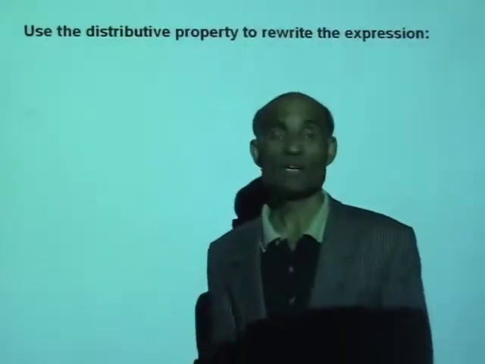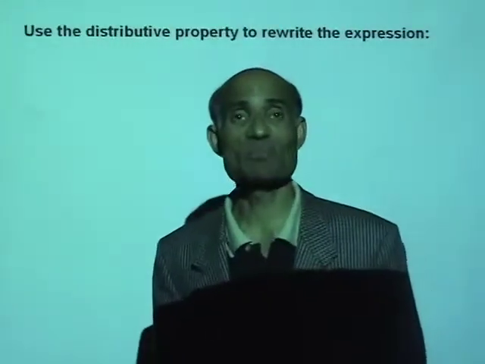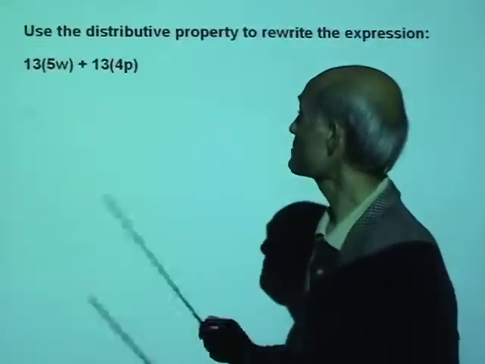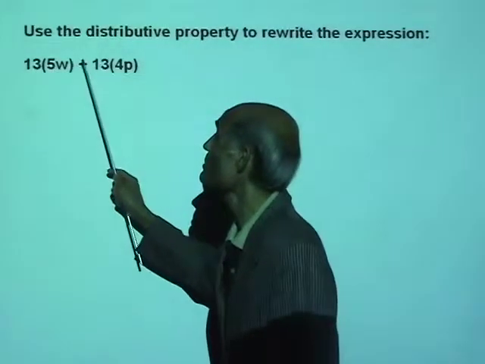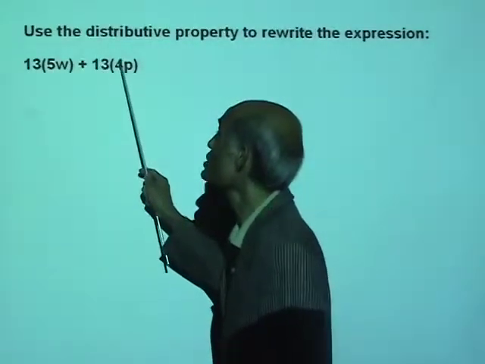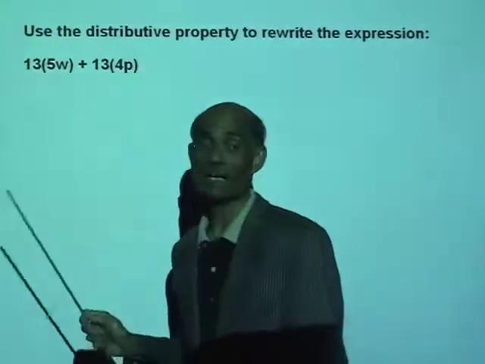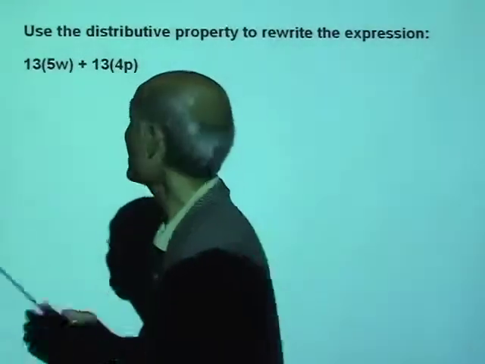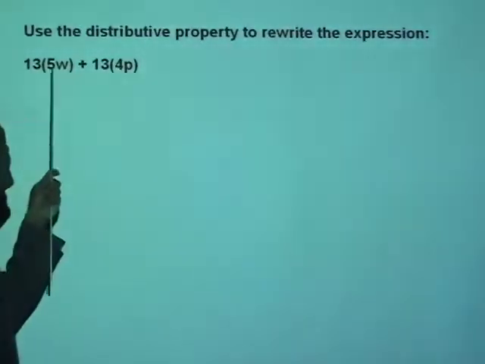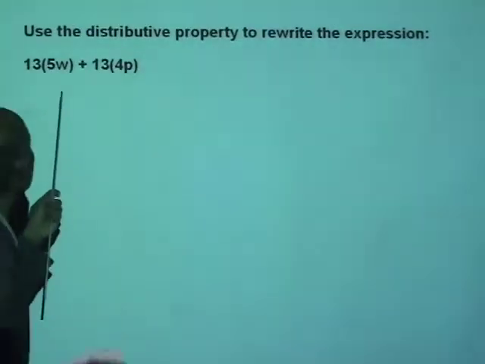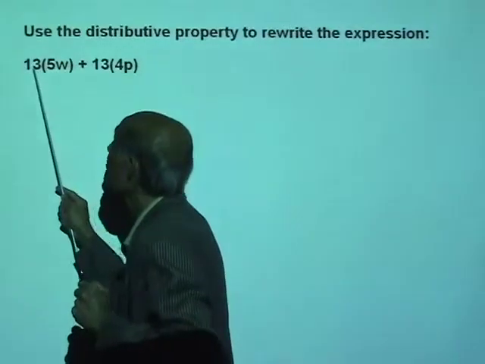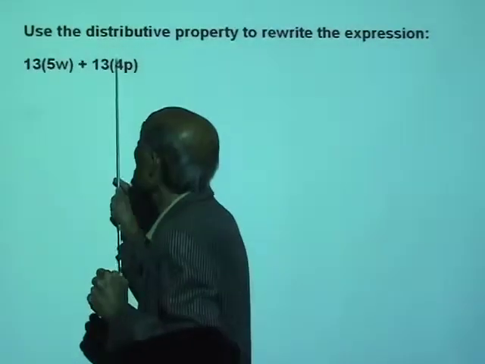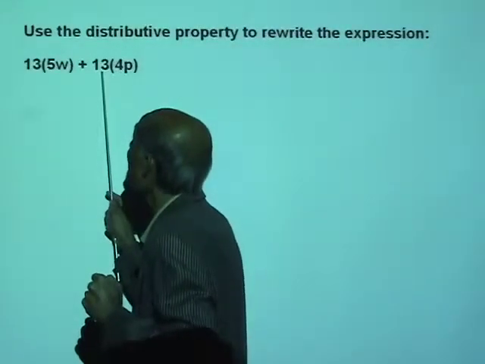Another one. Use the distributive property to rewrite the expression 13 times 5w plus 13 times 4p. Now, you notice here that each of these is multiplied by 13. 5w is multiplied by 13. 4p is multiplied by 13.